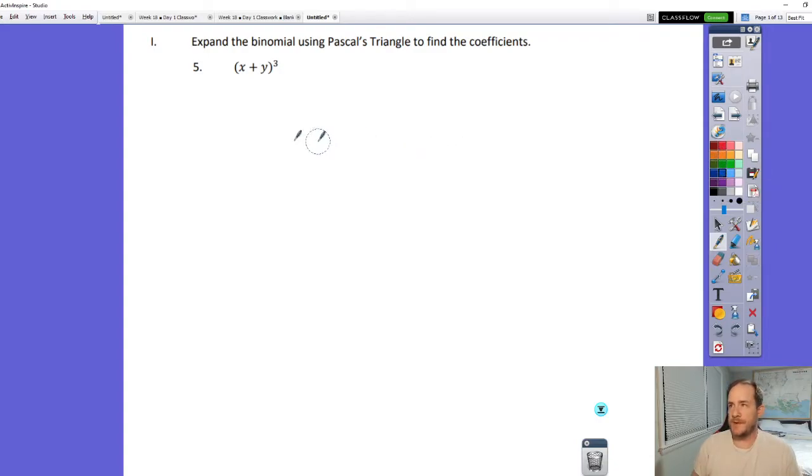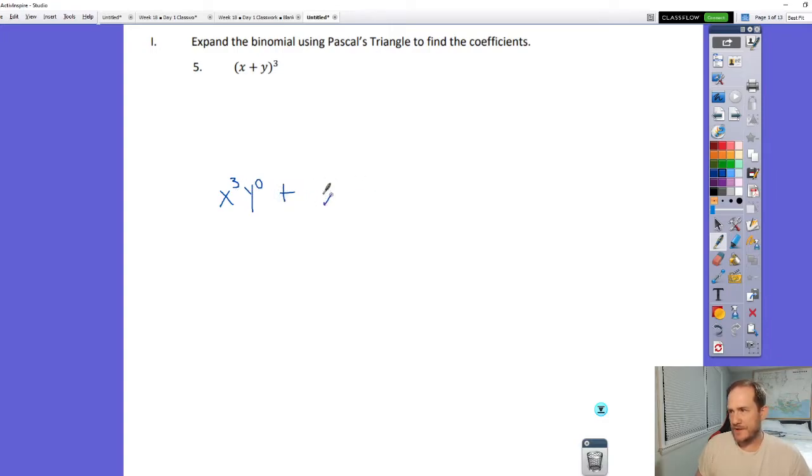It says expand the binomial using Pascal's triangle to find the coefficients. Okay, seems easy enough. I know that when I expand a binomial to the power of 3, there'll be 4 terms, because the number of terms is always the power plus 1. I know those terms are going to be of the form x cubed y to the 0. No, you don't have to show y to the 0. I'm just showing it this time.